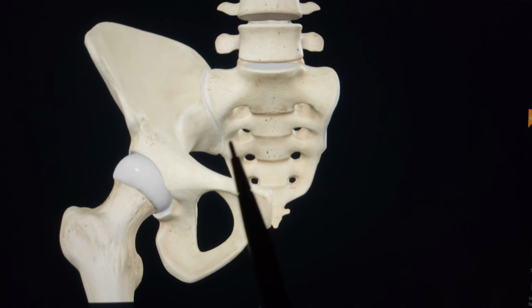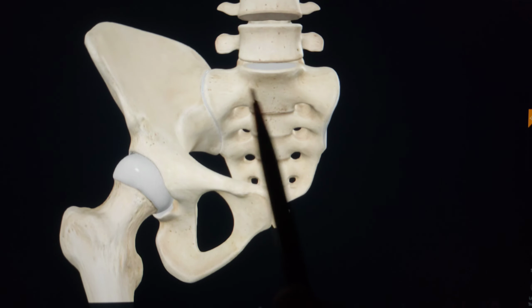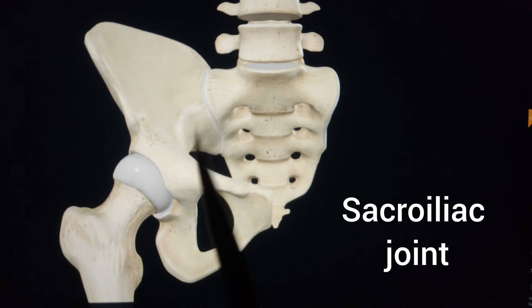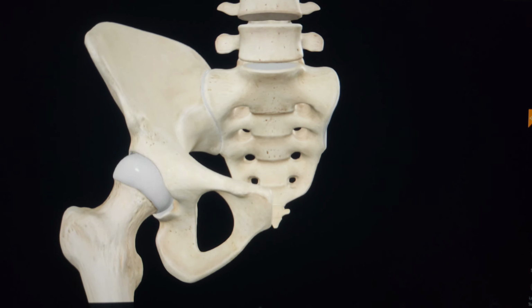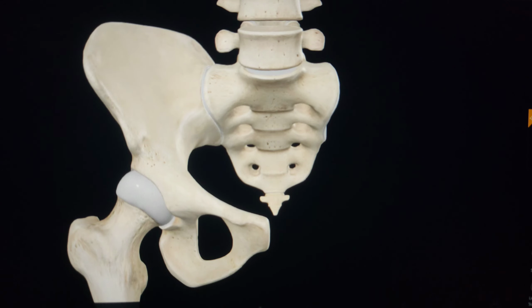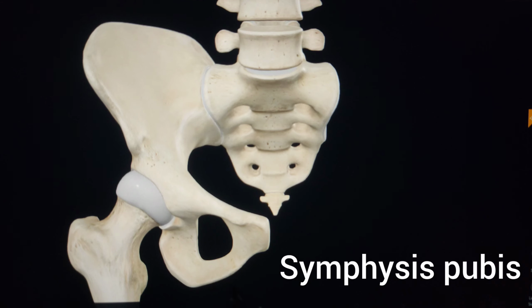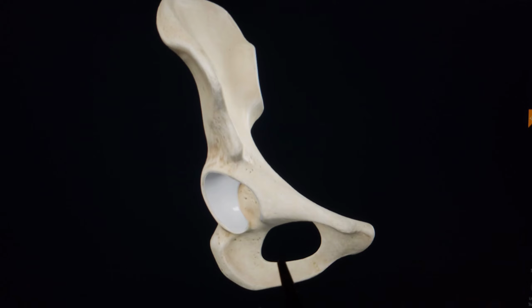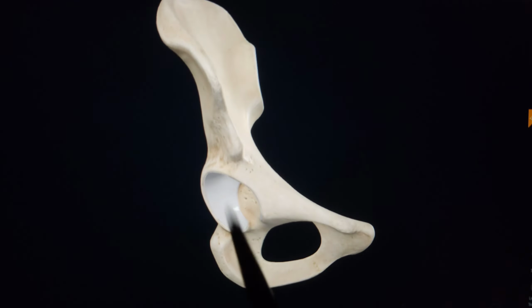Now students, as you can see, the hip bone articulates with the sacrum at the iliosacral joint, and medially the hip bone articulates with the other hip bone at the symphysis pubis, and laterally the hip bone articulates with the femur bone. Now students, this is the anterior view of the hip bone.